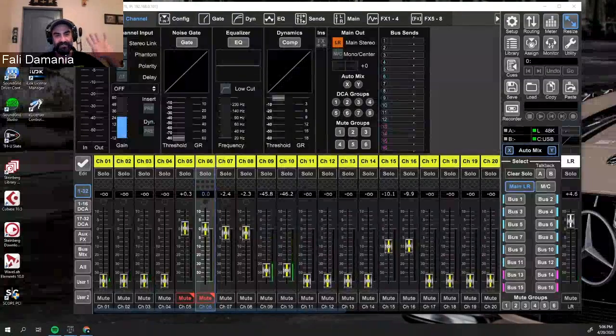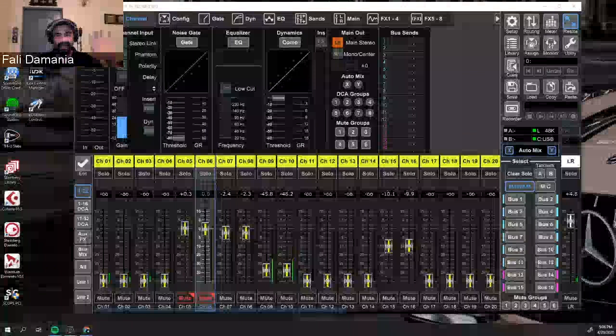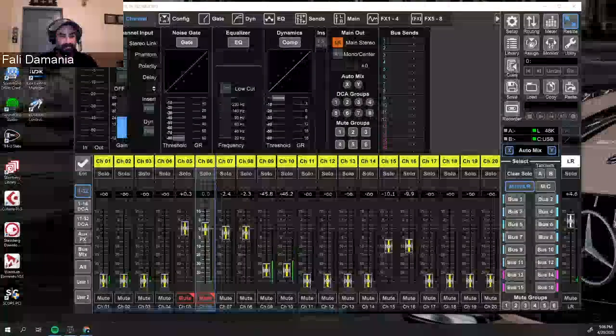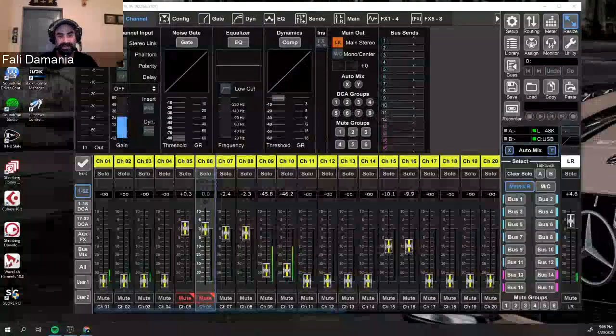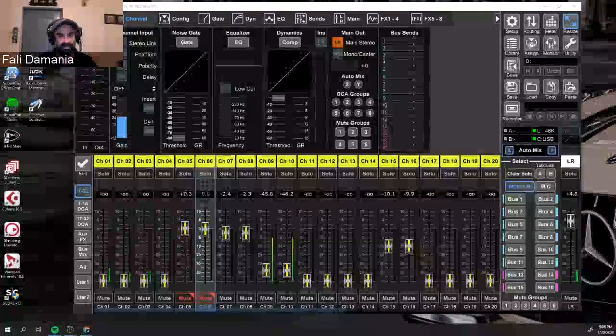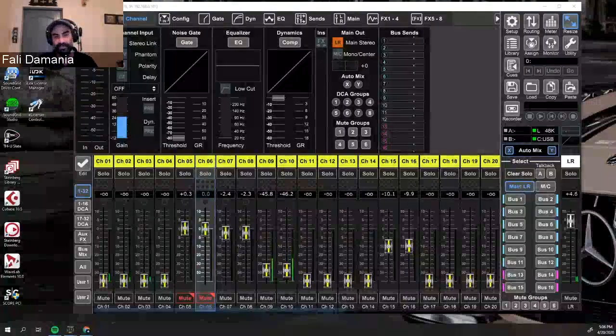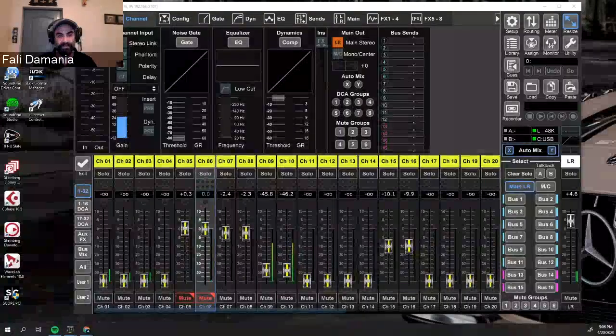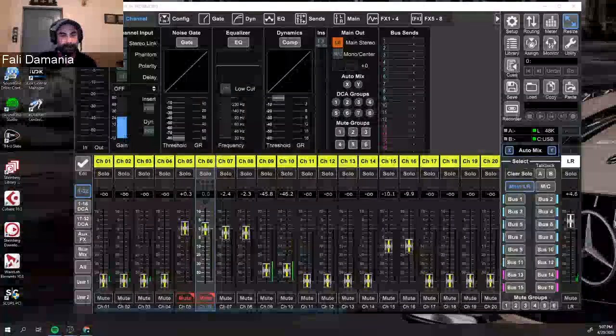So if you have the PA in the right place, if you have the right amount of PA, if you're using the right kind of microphones, you generally will not get into these feedback situations. And if you set up your gains correctly, you generally will not get into feedback. I personally don't remember the last time I got feedback. Once it's done properly, you should never have a problem.